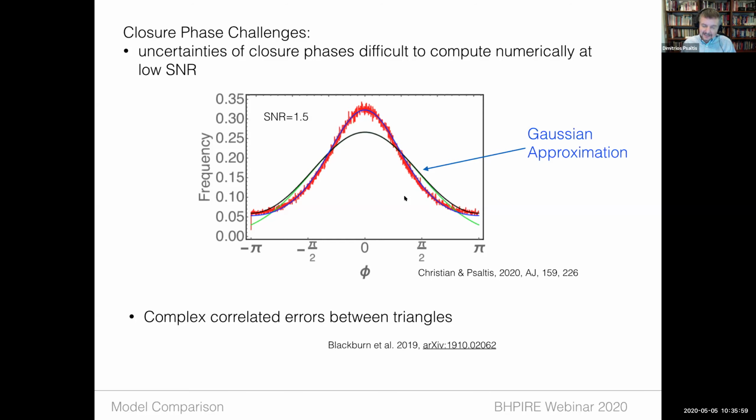And this is very difficult to do numerically, but there's a nice paper by Lindy Blackburn and collaborators later last year, where they show that when you have an array like the Event Horizon Telescope, where the signal to noise ratio is very different from station to station, then there's actually a smart way of identifying those triangles in order to reduce as much as you can the complex correlated errors. And that allows us to make progress with closure phases, even though they are numerically very difficult to handle.